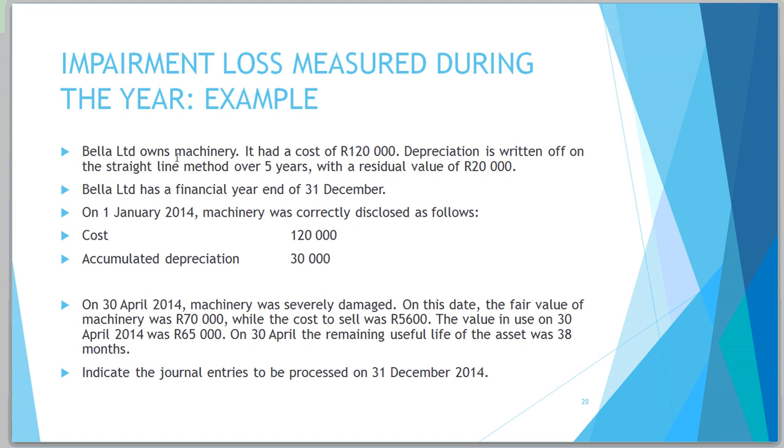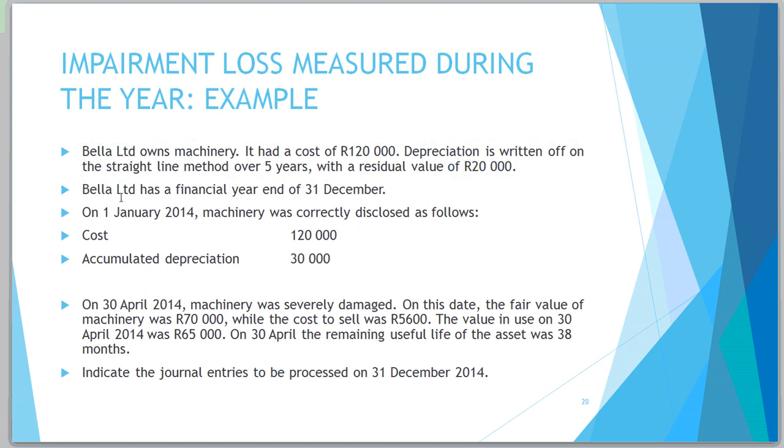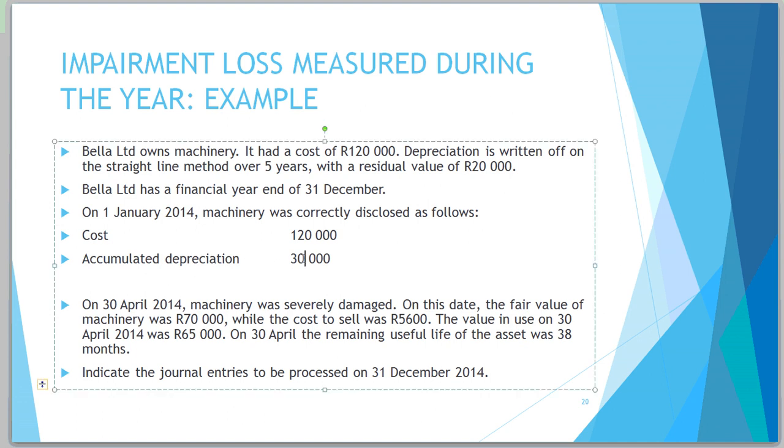So Bella Limited owns machinery, and the machinery has a cost of 120,000. Depreciation is written off on the straight line method over 5 years with a residual value of 20,000 Rand. Then Bella Limited has a financial year end of 31st December. On 1 January 2014, machinery was correctly disclosed as follows. Cost was 120,000 and accumulated depreciation was 30,000.